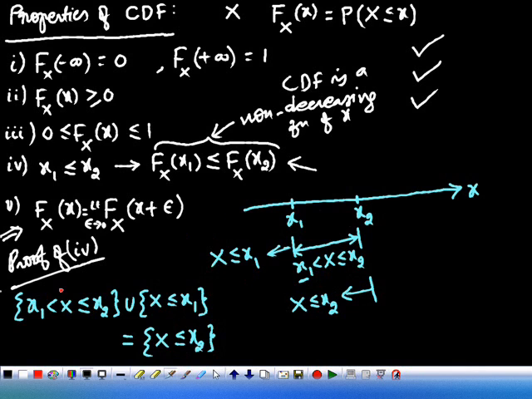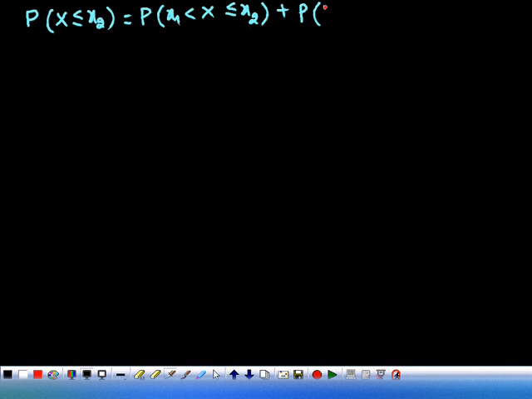Therefore we can write these two events union as x less than or equivalent to x2. Then take the probability on both sides. So probability of x less than or equivalent to x2 is equivalent to probability of x1 less than x less than or equivalent to x2 plus probability of x less than or equivalent to x1. Is it right? Why? Because the two events x1 less than x less than or equivalent to x2 and x less than or equivalent to x1 are disjoint events.